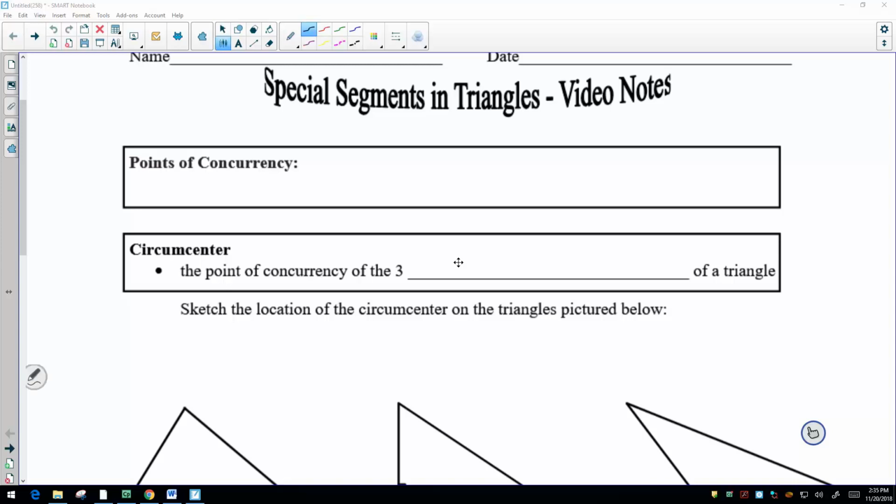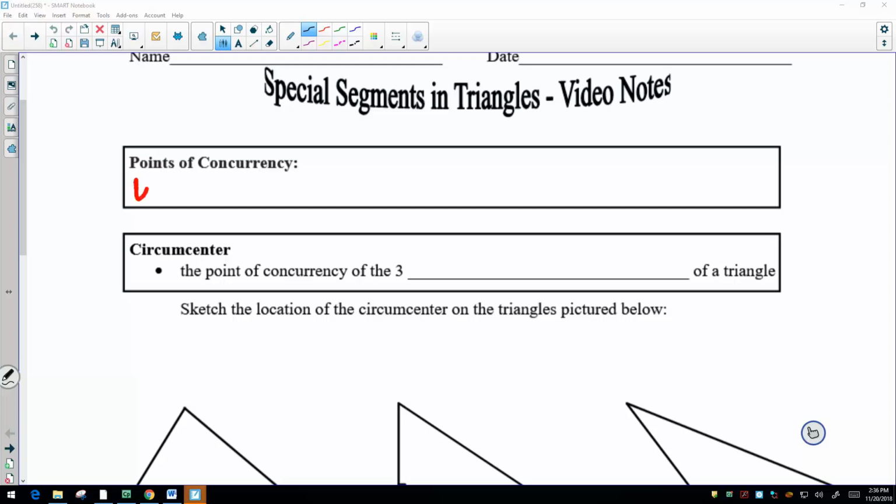So as we've been studying triangles, we are going to look at some different segments that will have special names, special properties, and points of intersection. So the very first thing we need to talk about is this terminology, points of concurrency.